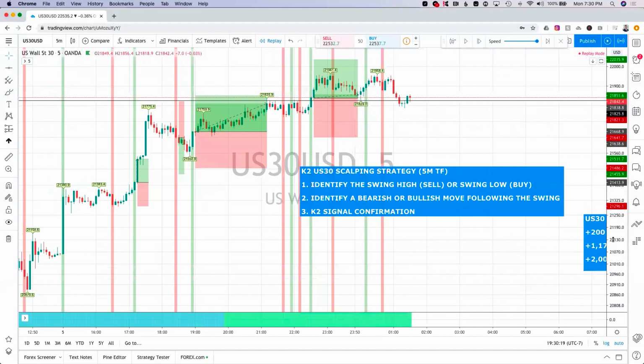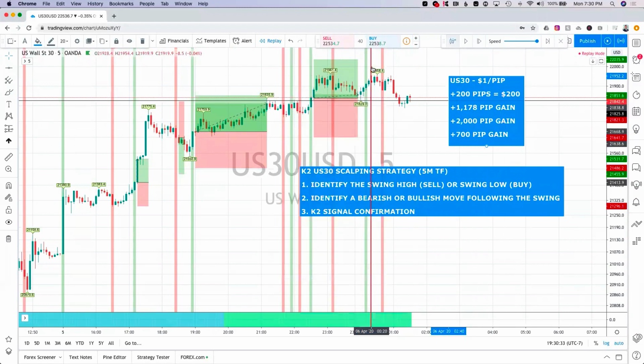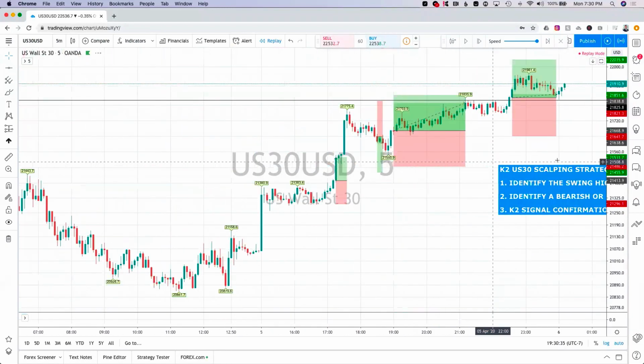Let me grab the, so these are all the gains just from yesterday and today. So like, you know, the past 24 hours. So that first move was 700 pips. And if you wanted to enter again right here, same thing.